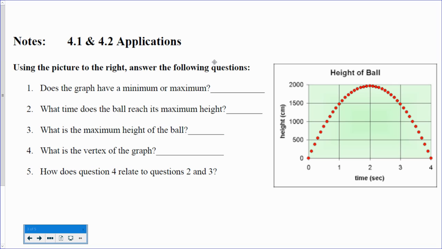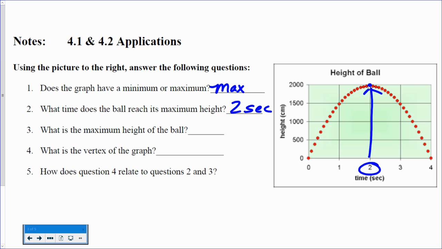So answering these questions here, does the graph have a minimum or maximum? So when I take a look right here, this graph would have a maximum. Okay, what time does the ball reach its maximum height? Well, here's my maximum height. The time that occurs would be 2 seconds.